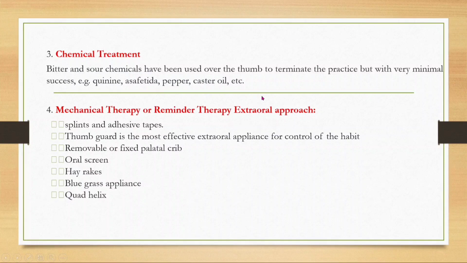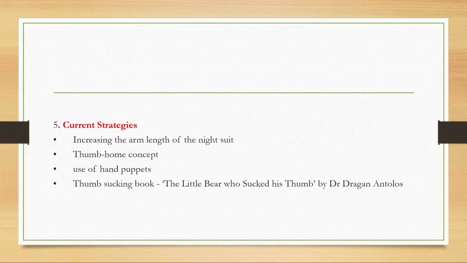All these things can be applied, but it is found to be not very useful. In mechanical therapy, or reminder therapy, splints, adhesive tapes, oral screen, quad helix, removable or fixed palatal crib, and thumb guard can all be used. And regarding the current strategies, there is the thumb doll concept, use of hand puppets, and increasing the arm length of the night suit, all can be used.